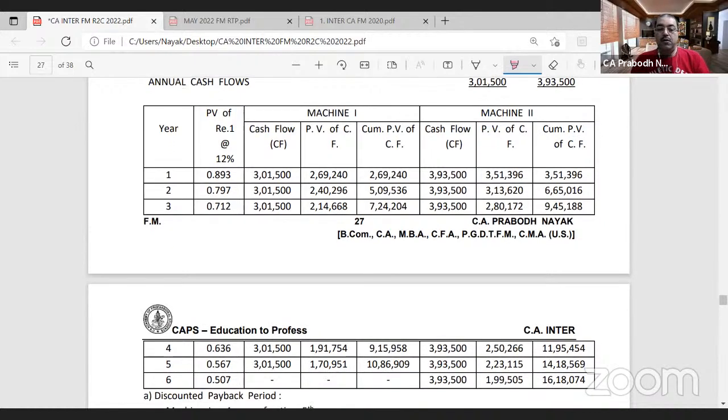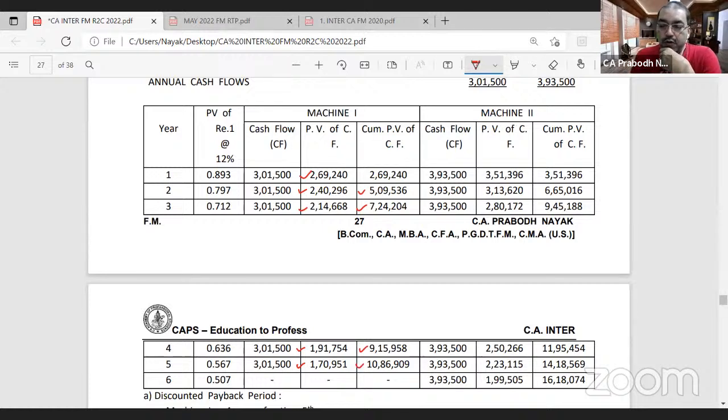So all the figures of cash flow for machine 1, it is going to be the same for all the years, 3,01,500. Multiply by the discounting factor, you get the respective present value of cash flows. So 3,01,500 into 0.893, you will get this 2,69,240. 3,01,500 into 0.797, you get this. Like that, all the present value of cash flows you will get. Then you take the cumulative present value. So 269 plus 240 is 5,09,000. 5,09,000 plus 214, 7,24. Plus 191, 9,15. Plus 170, 10 lakh, like this.